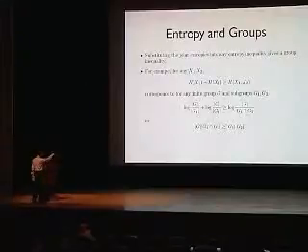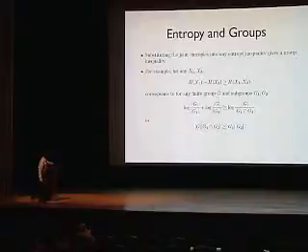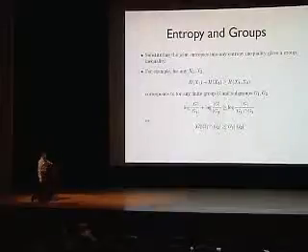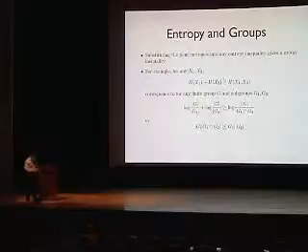And upon removing the logarithm in this inequality, we obtain this inequality: order of G times order of G1 intersect G2 is bigger than or equal to order of G1 times order of G2. Now, this is a very well-known inequality in group theory, and you can even find this in textbooks in group theory. So there's nothing too interesting.